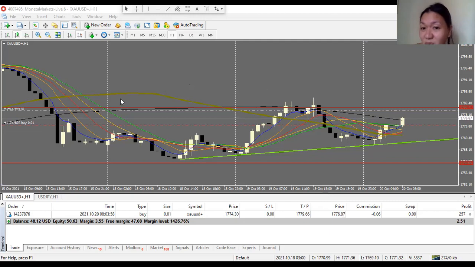The ceiling is always the resistance. The floor is always the support. This is very basic information that every trader must know. Support and resistance is the basis of all proper trading. As you can see, I'm still getting ahead. I want you to look carefully at the kind of trade that I've done here.